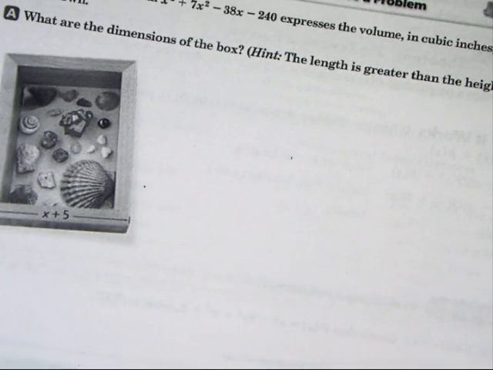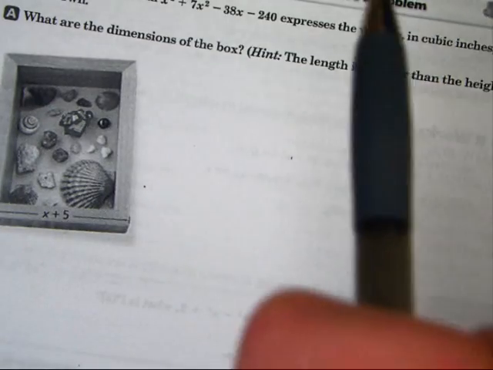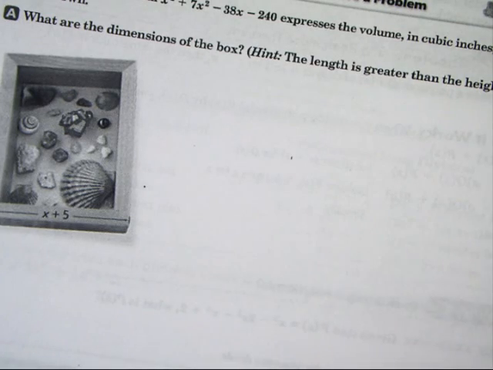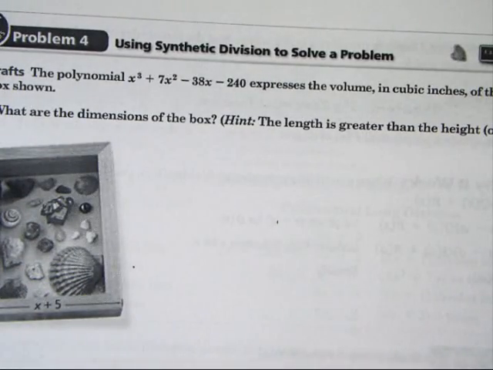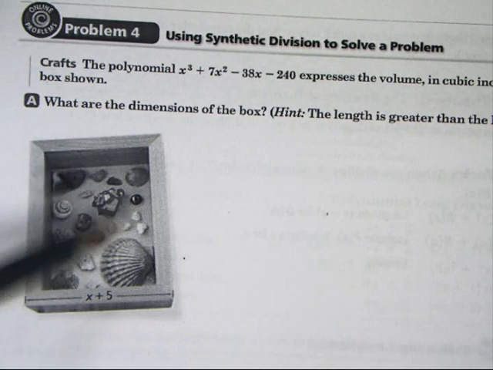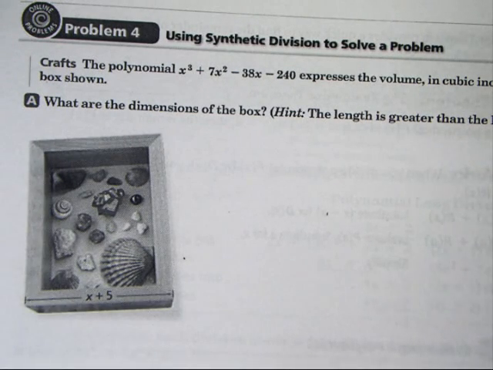Problem 4. Taking this and applying it to a word problem. The polynomial x to the third plus 7x squared minus 38x minus 240 expresses the volume in cubic inches of the shadow box as shown. So that's a shadow box. And you see it, it's like a box that has a depth to it. What are the dimensions? Hint, the length is greater than the height, or whatever you want to call it, the depth.